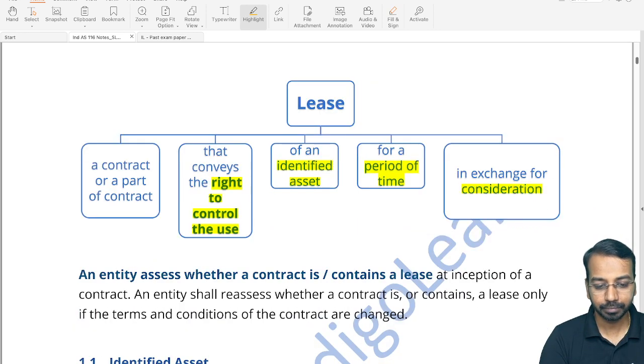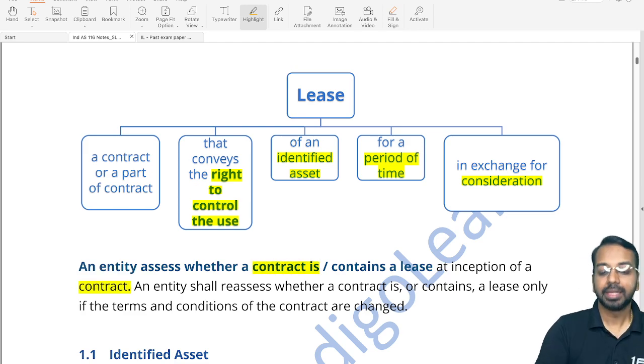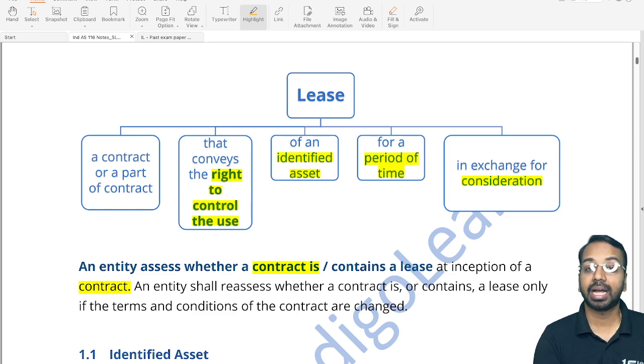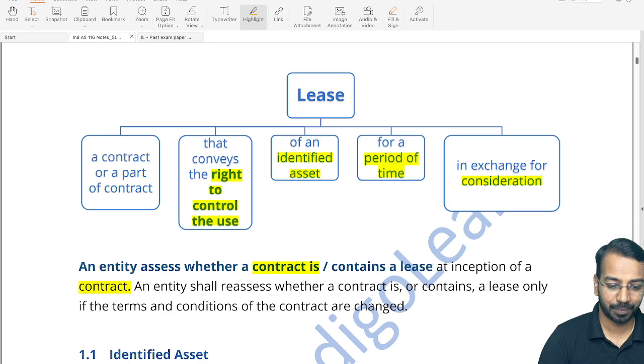Then, whether a contract contains a lease or not, that assessment has to be done at the inception of the contract, and subsequently you will not reassess that initial classification. Only if terms and conditions are changed, you will reassess. Otherwise, at the inception of the contract, at the beginning of the contract, you will see whether the contract contains a lease or not. Right?